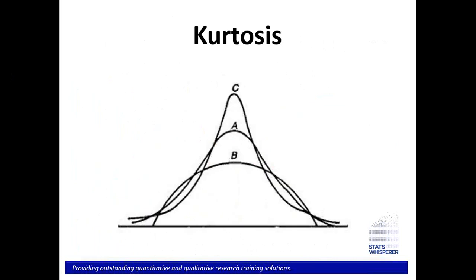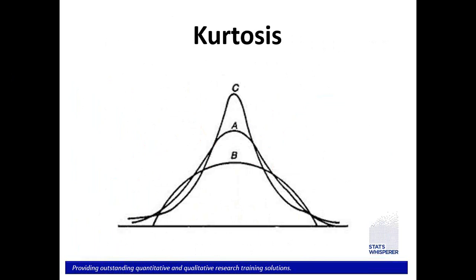Kurtosis concerns the tails. That's where we're supposed to have those extremely high happy scores and extremely low happy scores, in the tails, away from the center. So kurtosis is concerned with when there are either too many cases in the tails, extreme outliers, or too few. So if you look at distribution C, where they have a peaked top, the cases that should be in the tails are actually all jammed up in the peak.